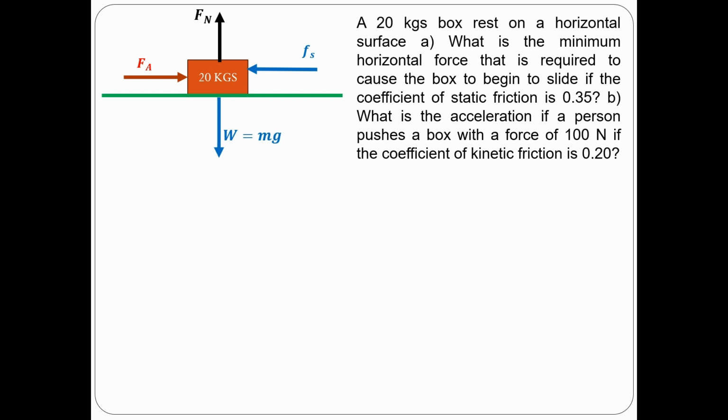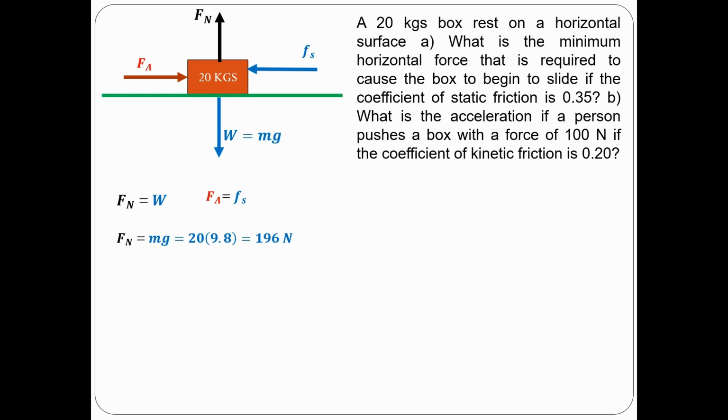In the figure, the box is at rest. It is in the state of equilibrium. So it is not moving either upward or downward or either right or left direction. If that is the case, Fn is equal to W and Fa is equal to Fs. Now the normal force Fn is equal to mg, which is equal to 196 newtons.